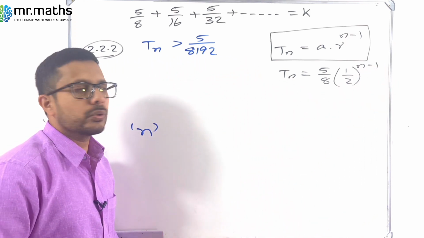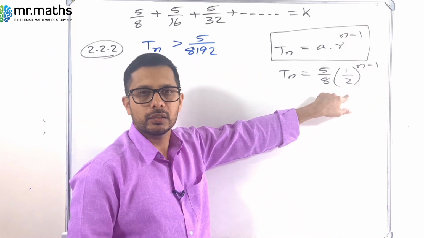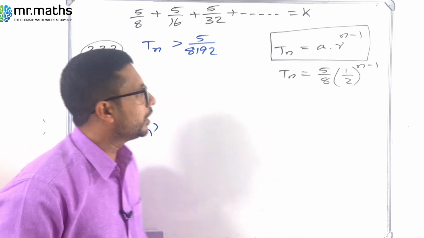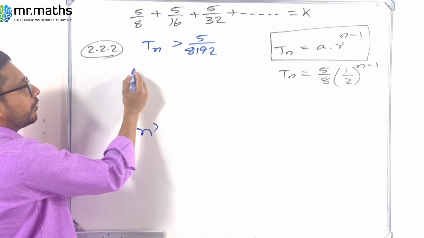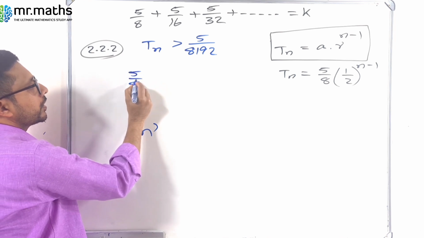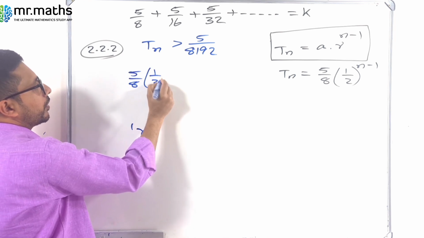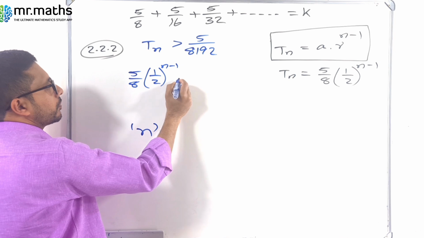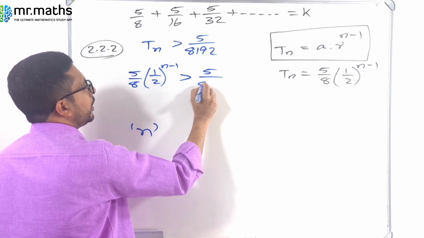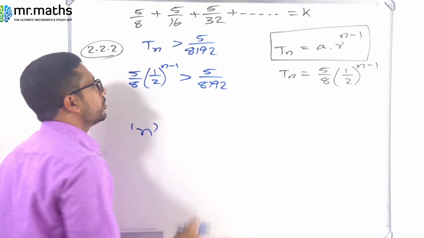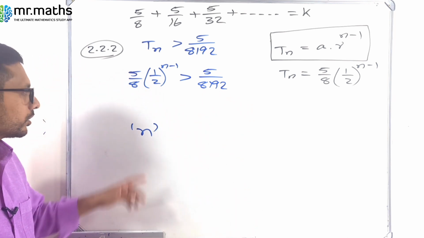You understand? So actually this is Tn. Okay, so here instead of this Tn, what can we substitute? That value: 5 over 8 into 1 over 2 raised to n minus 1 is greater than 5 divided by 8192. And you have to find the largest value of n.